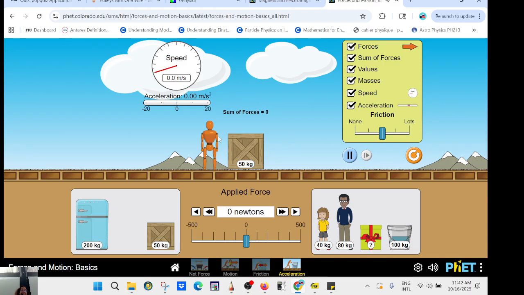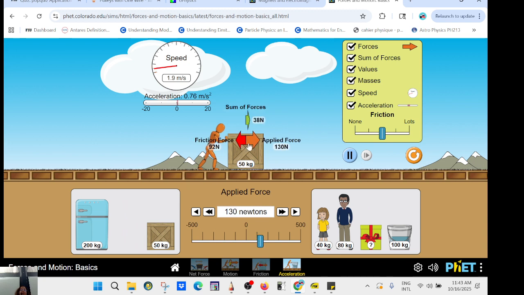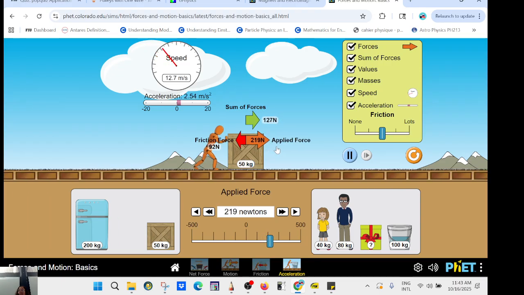Is it moving? No, because you have static friction. The applied force equals the static friction. So I'm going to push harder, and it's going to push back harder. Static friction is increasing, and you're going to see it reach a maximum. Look. Maximum. Boom. Did you see that? Static friction reached 120 Newtons, and now you have kinetic friction. Can you see that the kinetic friction is not changing? It's constant.